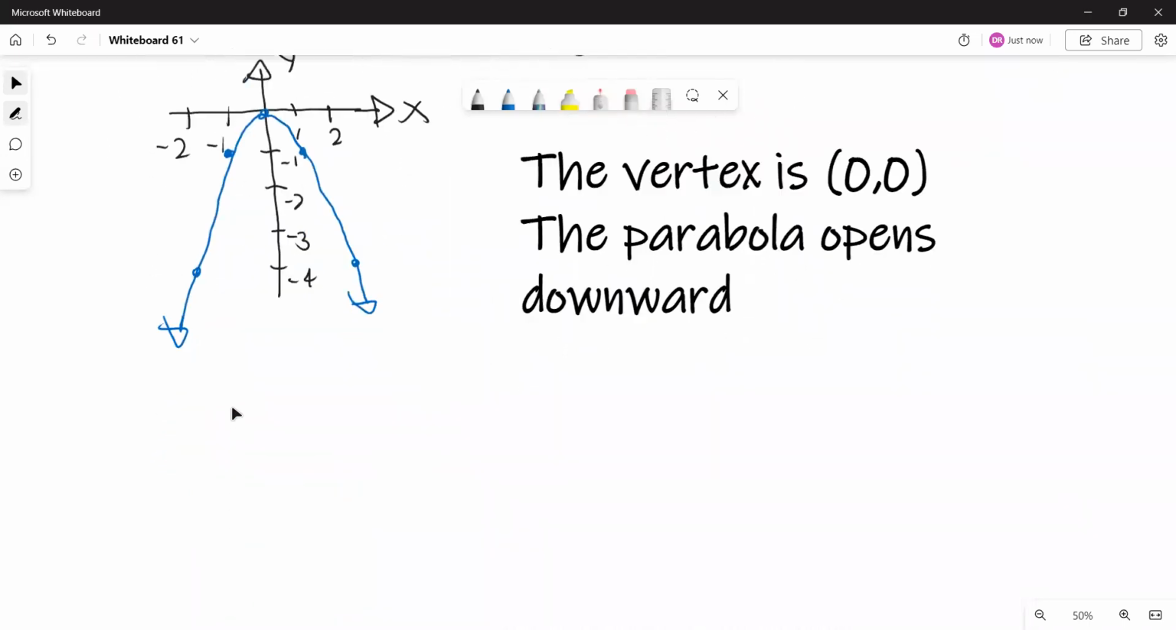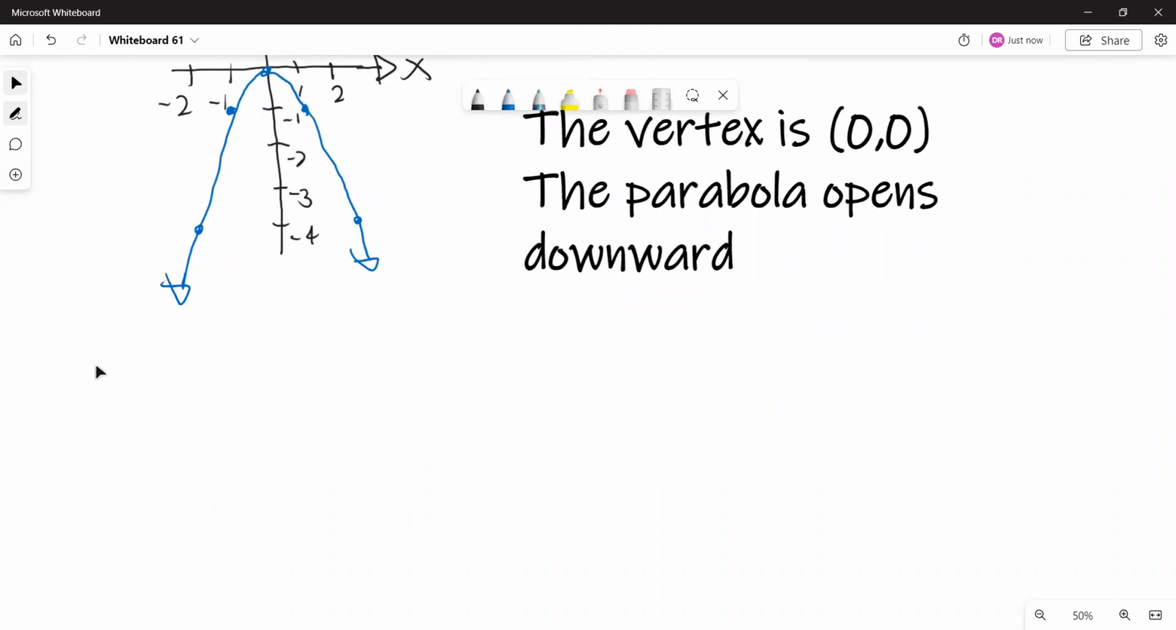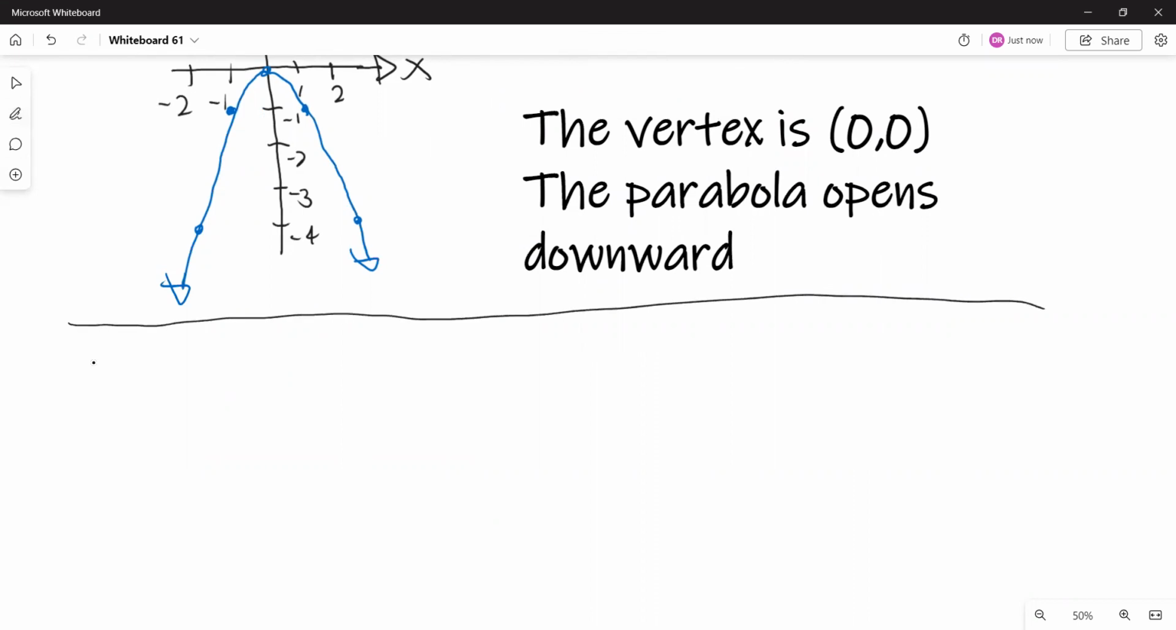So we have two general situations. The vertex will not necessarily be (0, 0). We're going to work with transformations like shifts, stretches, shrinks, and reflections. But in general, you have two cases. Whatever the vertex is, you may have a parabola that opens upward or a parabola that opens downward.